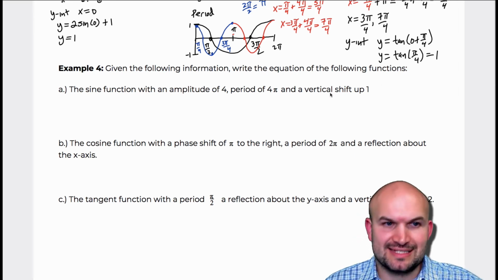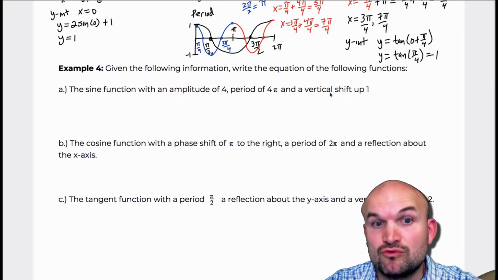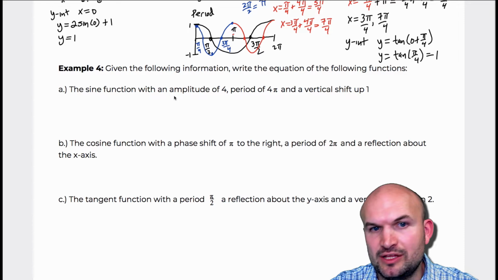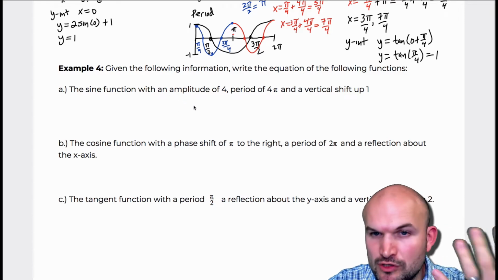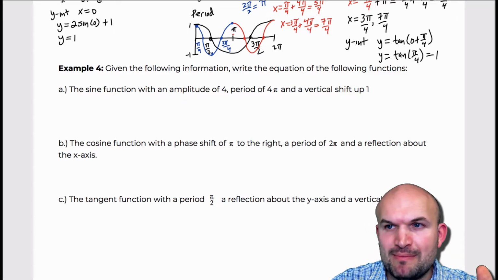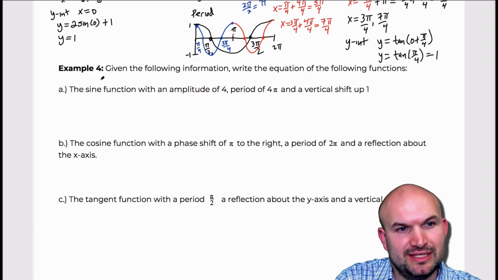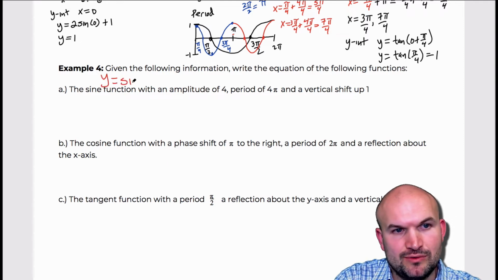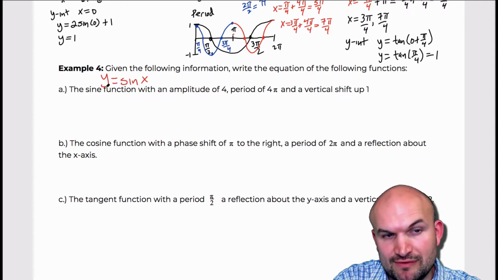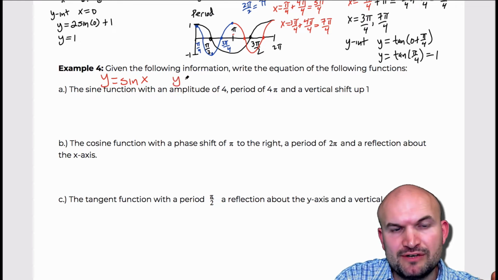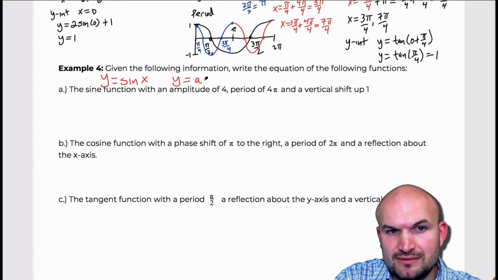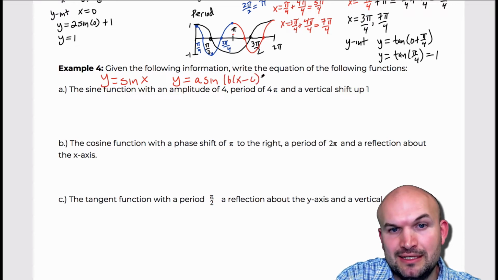Okay, so in the last example here, now we're going to work on writing the equation. We have given the following information, write the equation of the following functions. And again, just a kind of reminder here, we're given the sine function, y equals the sine of x. Just remember our different characteristics here: we have a times the sine of b times x minus c plus d.